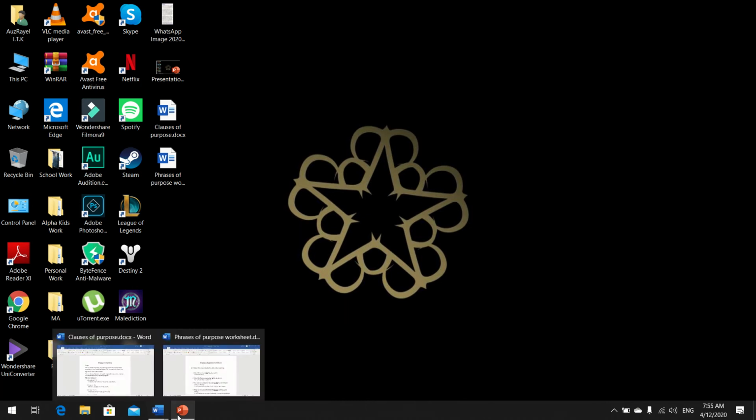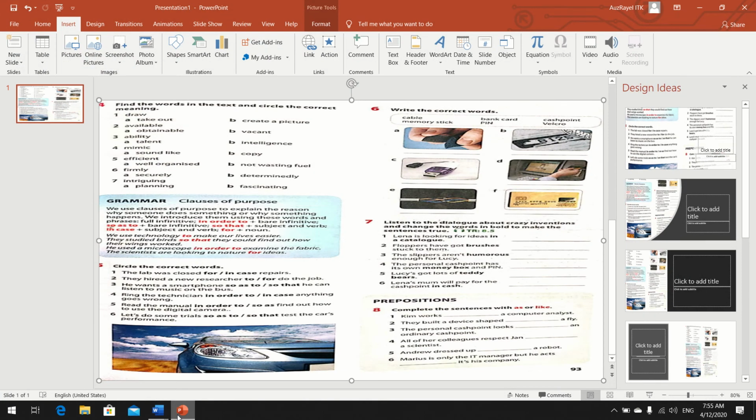So, today we will be starting first with question number 4, the fourth question in our student's book, page number 93. The question says, find the words in the text and circle the correct meaning. So here we have words and we are going to choose between A and B to circle the correct meaning. The first word is grow, which means take out or create a picture. The correct answer is take out.